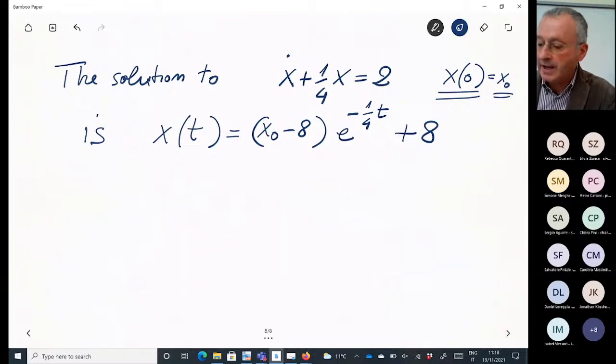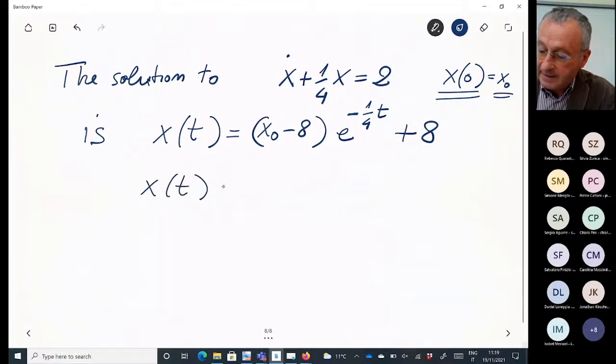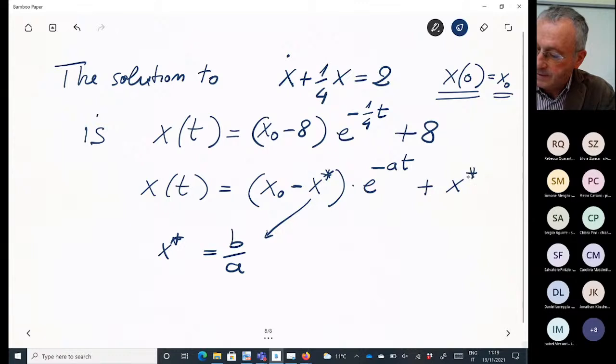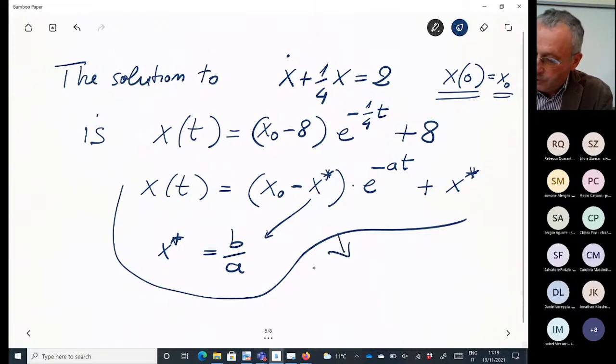Okay? And this has a very interesting interpretation. In general, remember that our lowercase a, the coefficient, was 1/4. Here we have minus a, okay? And this 8 here is b over a. So in general, we have x(t) equal to x0 minus the steady state, x star, where x star is equal to b over a, times exponential minus at, plus the steady state itself. So this is from the example, and this one is the solution to the general form x dot plus ax equal to b with x at time 0 given.